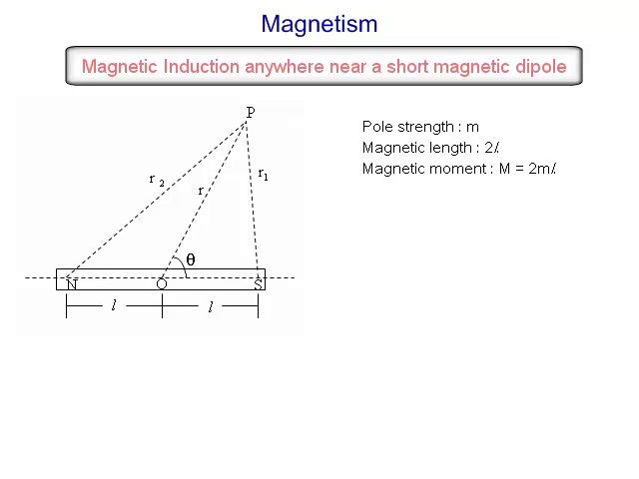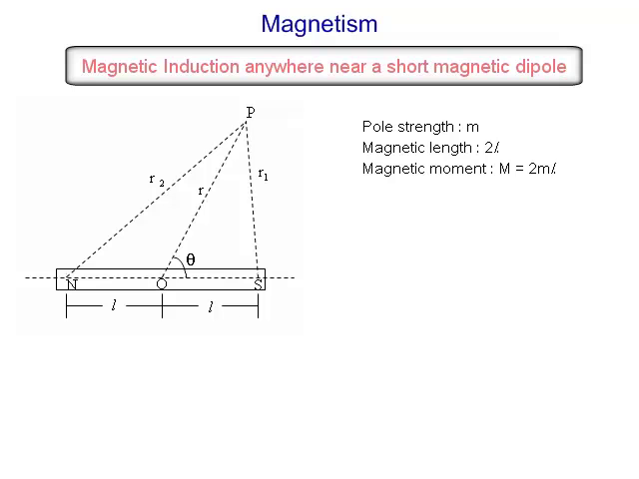We are interested in finding out the magnetic induction at point P, which is neither on the axis of the magnet nor on its equator. It is in between the equator and the axis. So, if you join point P with the center of the magnet O, then line OP makes angle theta with the axis of the magnet.